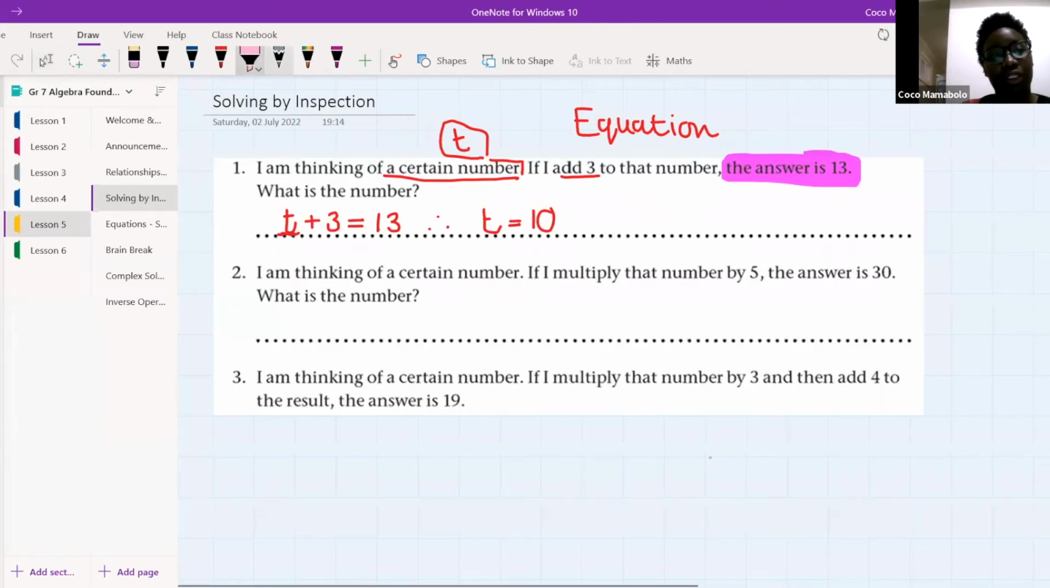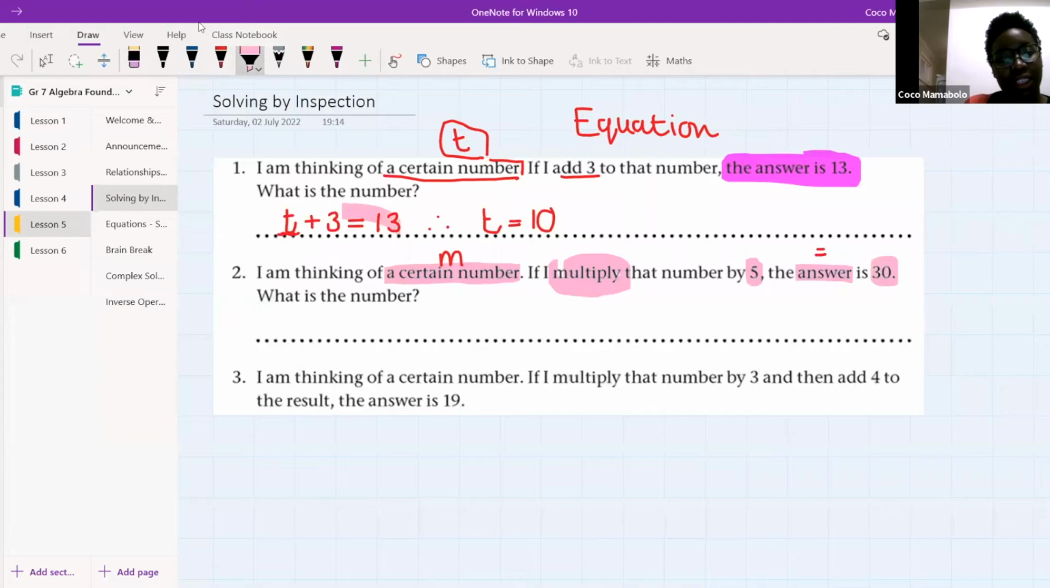All right, let's look at this one next. Okay, I'm thinking of a certain number. You get to choose what letter we are going to use for that certain number. M. All right, let's choose M. If I multiply that number by 5, the answer, this answer over here, means equals, is 30. Now I want you to give me an equation just like Tahila gave me over here. Do you think you can pull this one off?